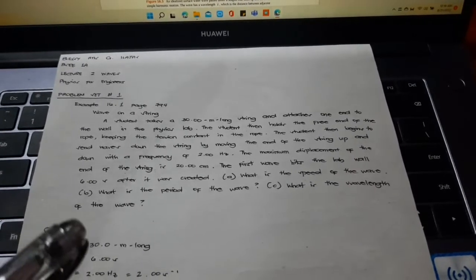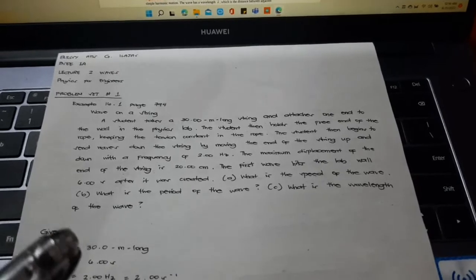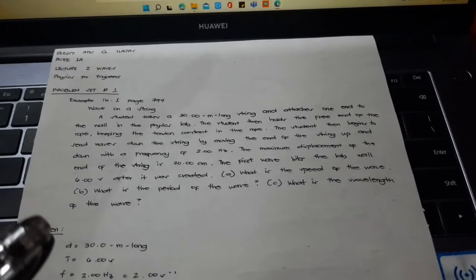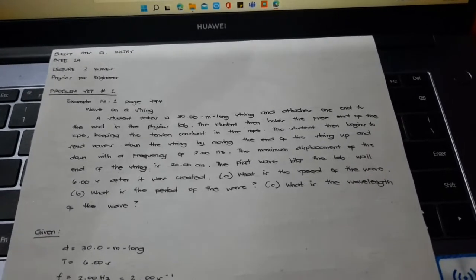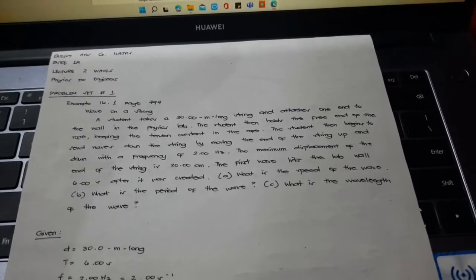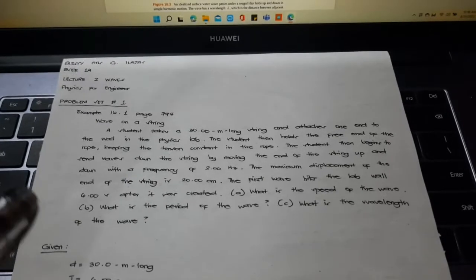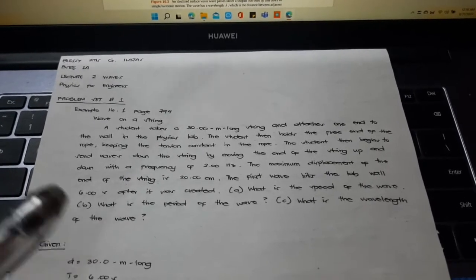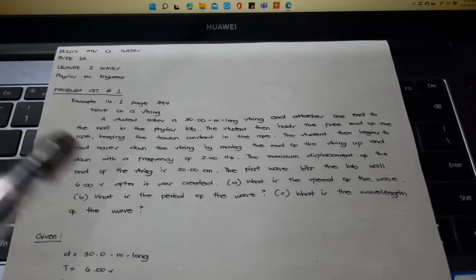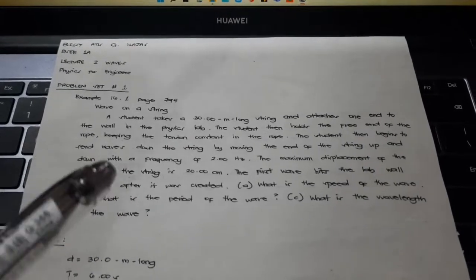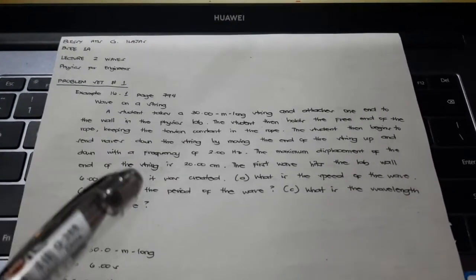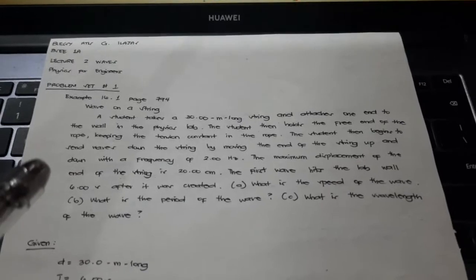Since these problem sets are already given, I will just explain what I understood and how I arrived at the answers based on my own understanding. The topic in lecture 2 is waves. Problem set number 1, example 6.1 on page 794.